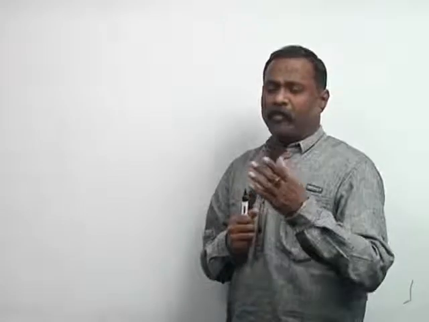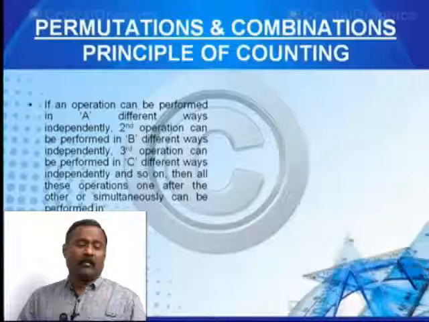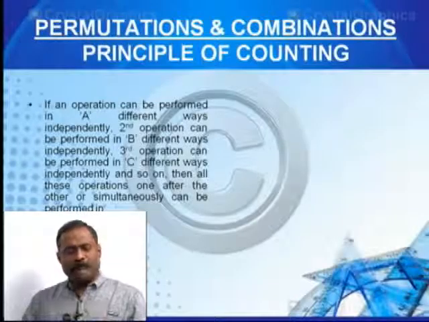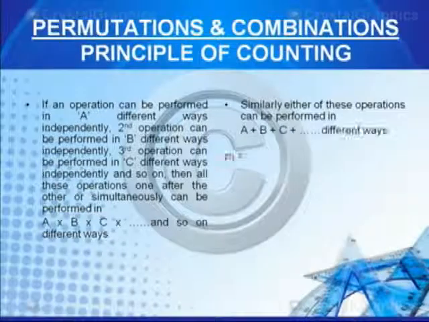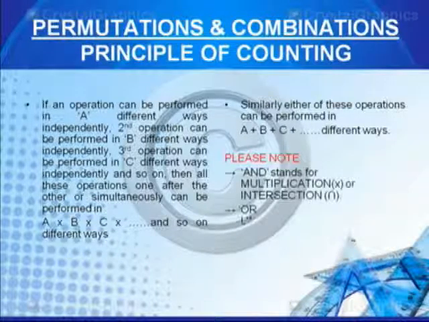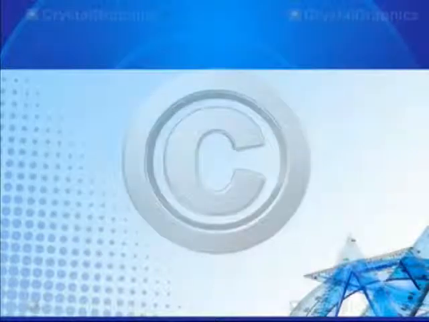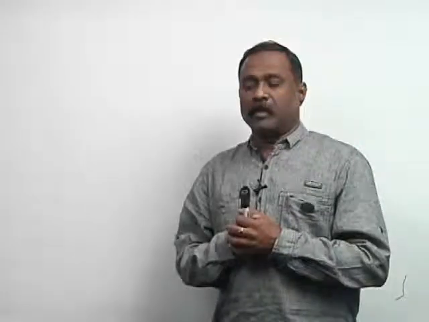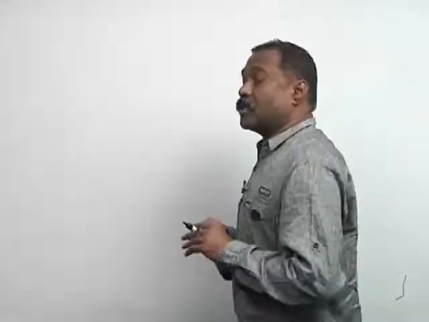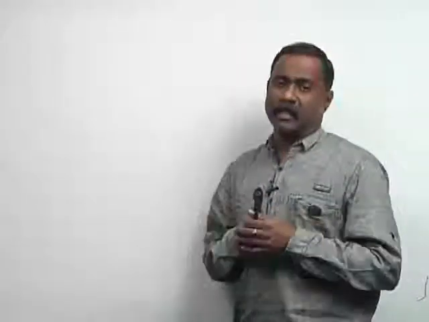The definition we have seen in that one. What is the point to be noted there? We have seen that whenever you have that multiplication, if you see the note there, please note. In that note, AND stands for into. That into is nothing but multiplication, and multiplication is taken for intersection.